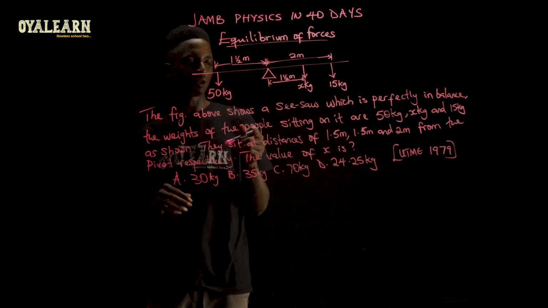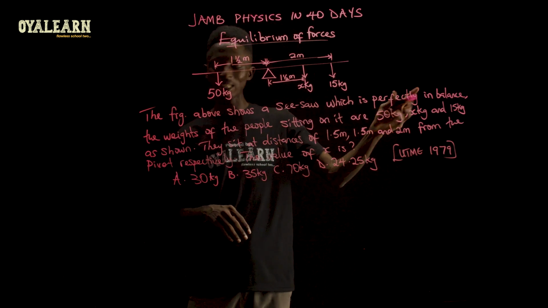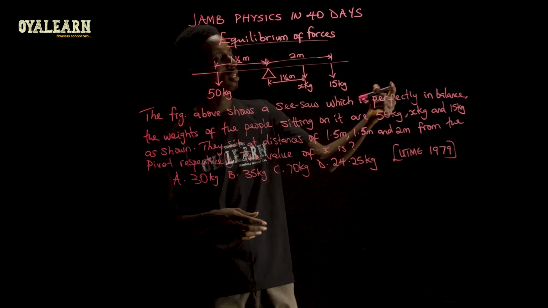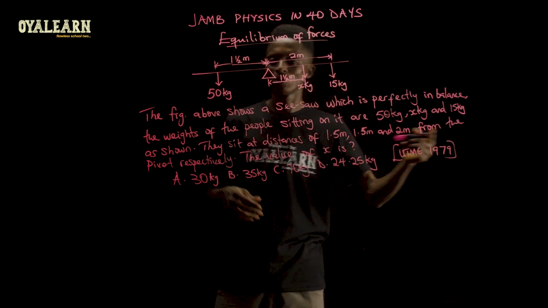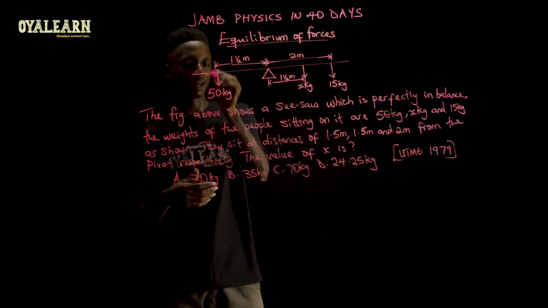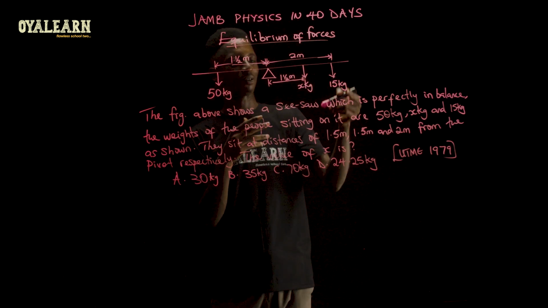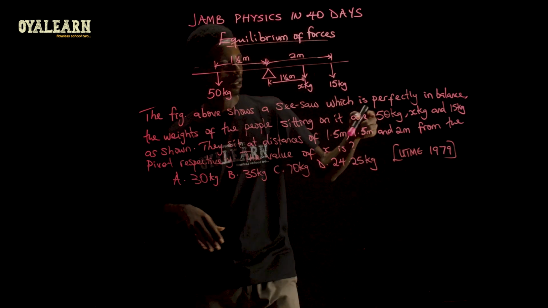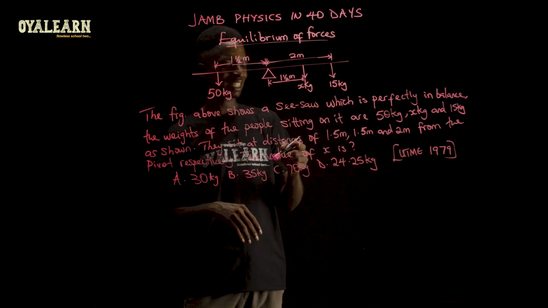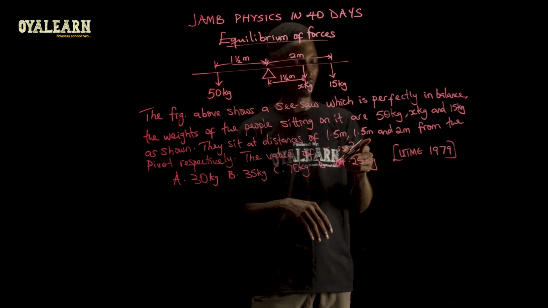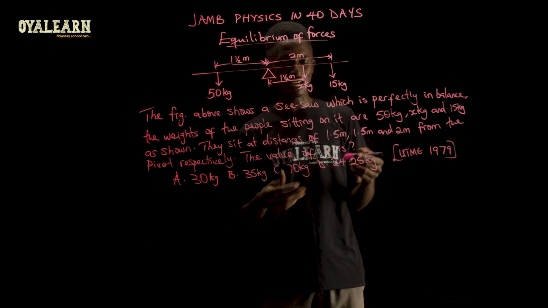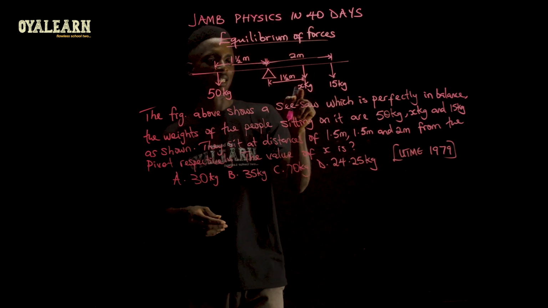The figure above shows a seesaw which is perfectly in balance. The weights of the people sitting on it are 50 kg, X kg, and 15 kg. These arrows here replace the image of the people. Instead of drawing the people, I have just represented their weight and the direction of their weight with these arrows. So that's their mass as shown. And they sit at distances of 1.5 meters, 1.5 meters, and 2 meters from the pivot respectively. So we have to calculate the value of X.